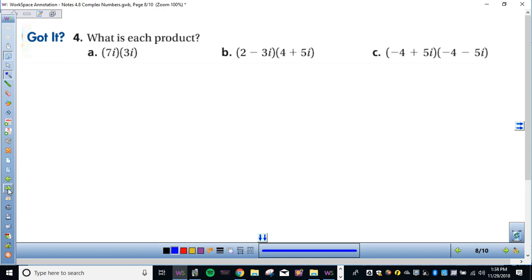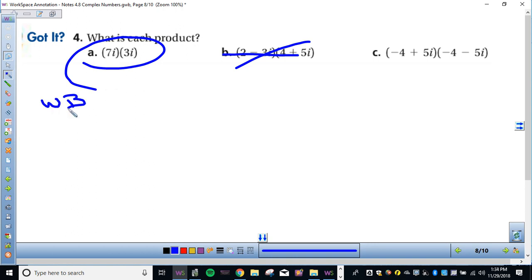I want you to do A. We already did B, so don't do B. But do A on the whiteboards. Somebody should be done already. A on the whiteboards. Come on. Faster, faster. Good, good.